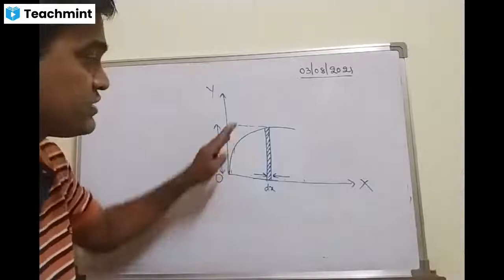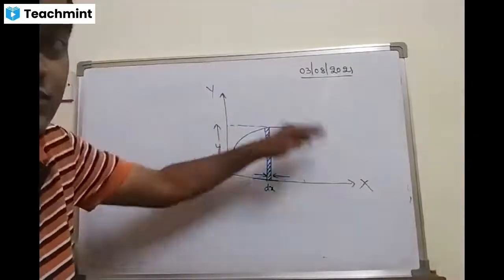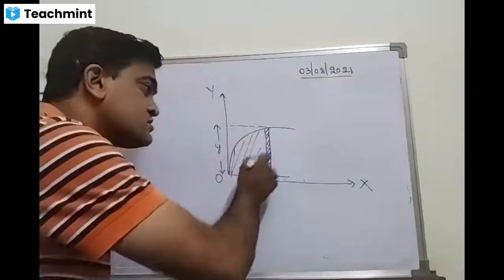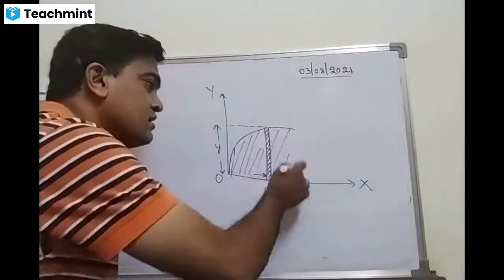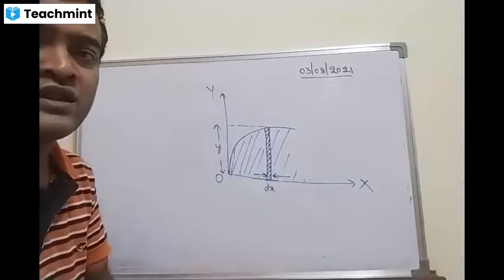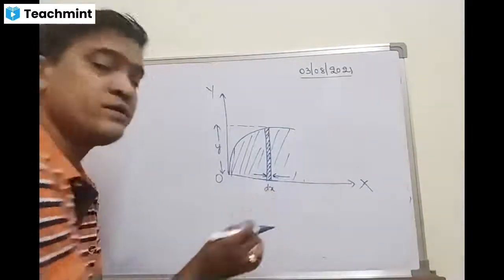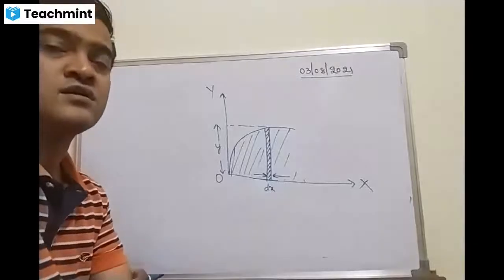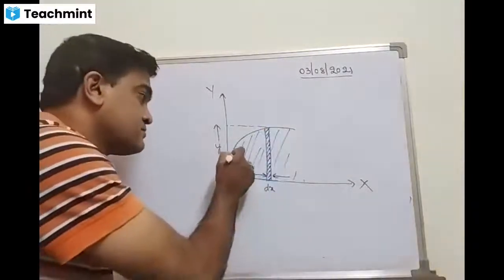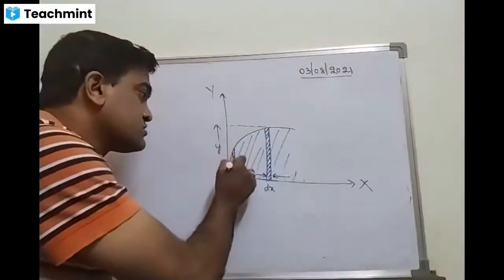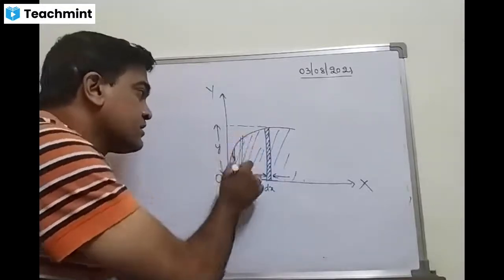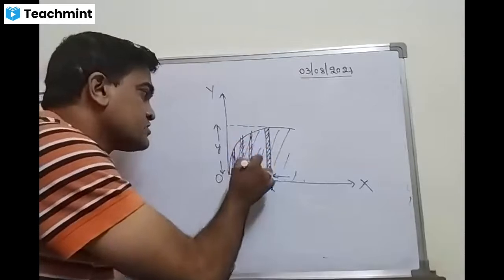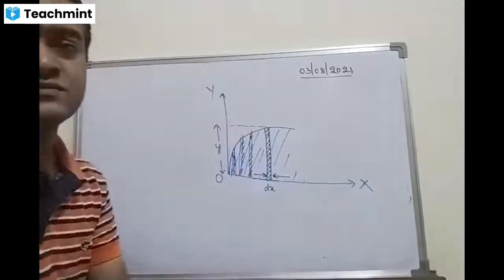Area means I need to find out the total area of this curve. In this total area, I have taken only a small elemental strip like this. How many elemental strips can I draw throughout the curve? There are many. I can draw a strip like this, another strip like this, and another strip like this. There are many strips bounded within the region.